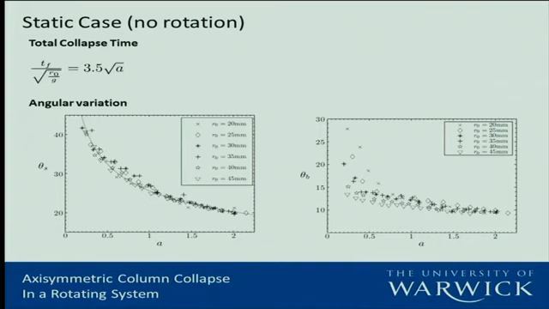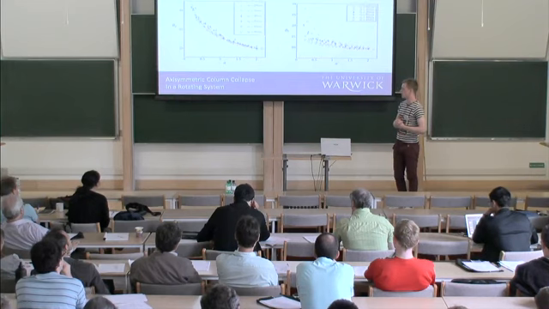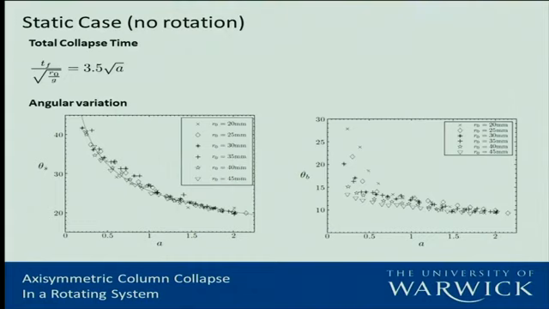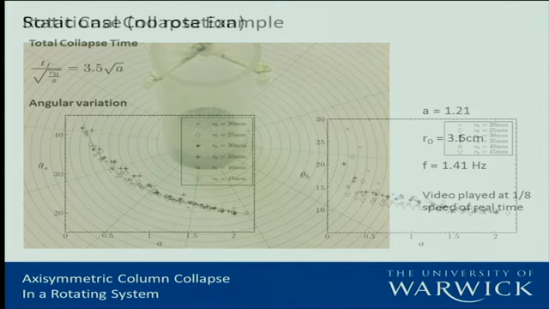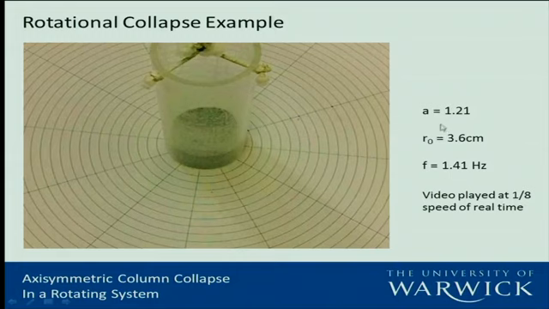They all fall on roughly the same line, which is an exponential line, and is always less than the angle of internal friction. As for the angle at the base, again, an exponential relationship, but it's different for different initial cylinder sizes. Also note that it's always less than the angle of repose, as you would expect. So now with this in mind, I'm going to talk about a rotational case.